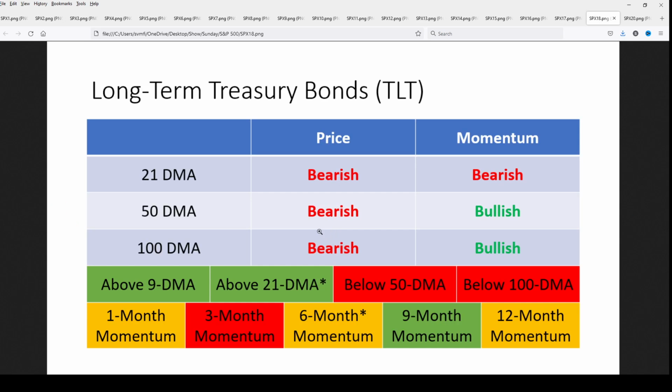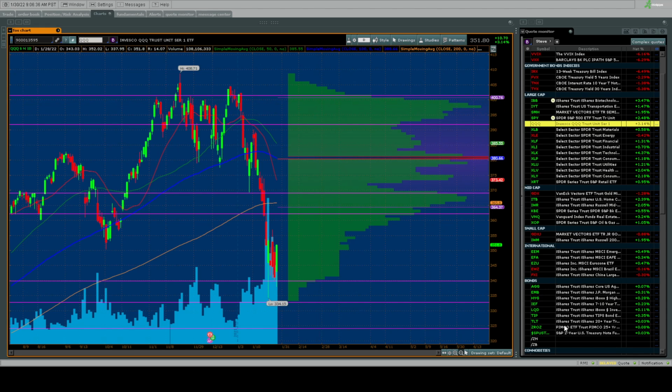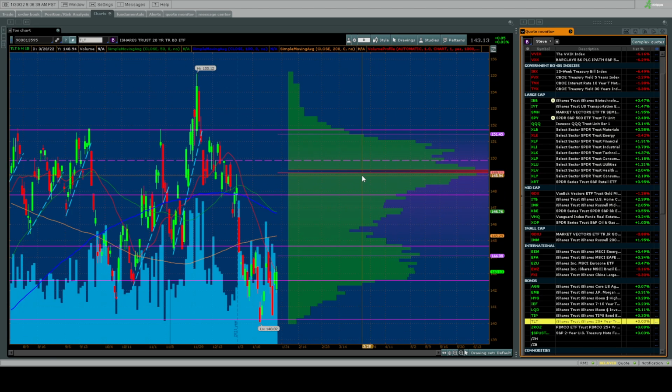Let's take a look at the longer term signals. Price on all the moving averages remains bearish. Momentum on the 50-day and 100-day are positive, though, suggesting that it's starting to pick up some steam. It's popped up just above or right at its 21-day moving average. And we can see the 6-month momentum, which is typically one that gets heavily sold by algorithms, is fighting back and pushing up. That is a good sign for the bond market, but a bad sign for the equity market, suggesting that financial conditions are indeed tightening, which perhaps is why you're seeing some equity weakness here.